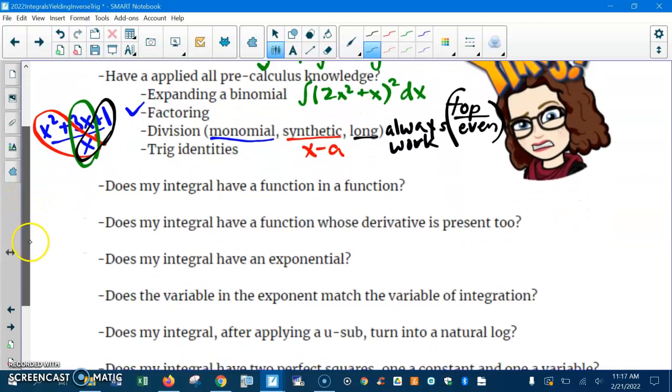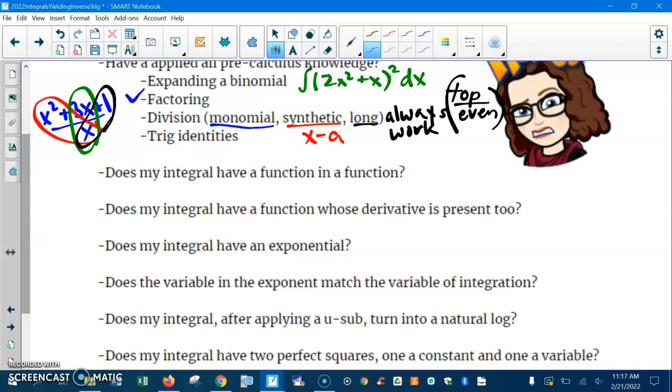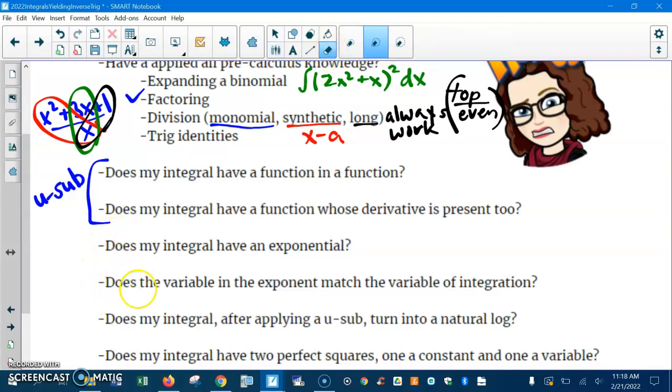Another question we want to ask ourselves is, does my integral have a function inside of a function? And does my integral have a function whose derivative is also present? If you can say yes to one or both of these, we want to consider u sub before we integrate. Does my integral have an exponential? Does the variable in the exponent match the variable of integration? And if that's the case, then we want to use u sub where u is the exponent.